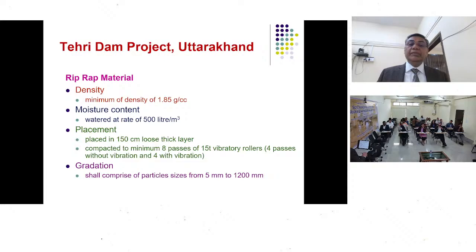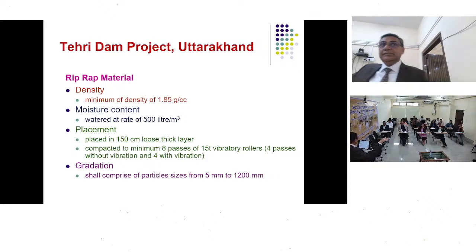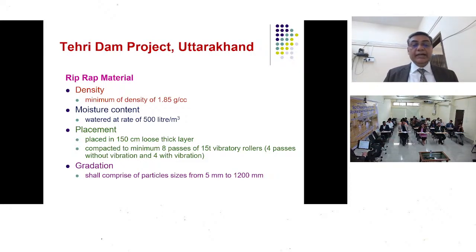Riprap, minimum density of 1.85, again freely watered. Placement layer 150 centimeter, which means 1.5 meters. Compacted minimum 8 passes. Gradation shall comprise particle sizes varying from 5 mm to 1200 mm. So maximum particle size is 1.2 meter.